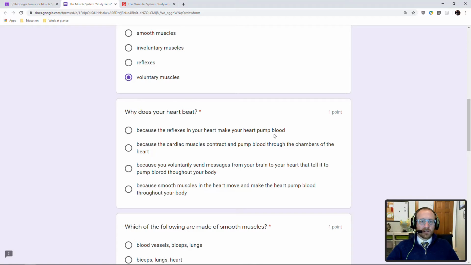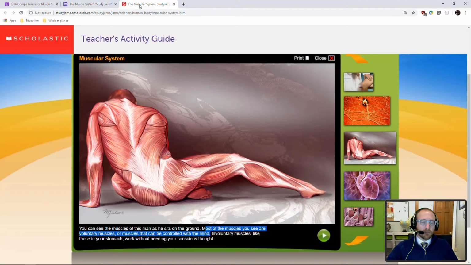Next, why does your heart beat? Because the reflexes in your heart make your heart pump blood, because the cardiac muscles contract and pump blood through the chambers of the heart, because you voluntarily send messages from your brain to your heart to tell it to pump blood through your body, or because smooth muscles in the heart move and make the heart pump blood throughout the body.